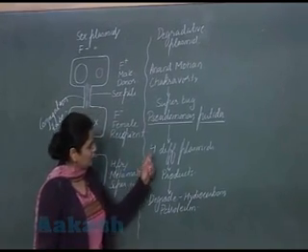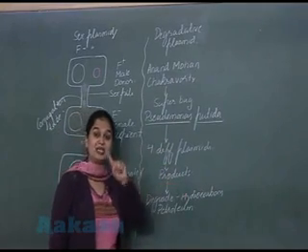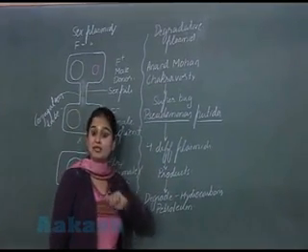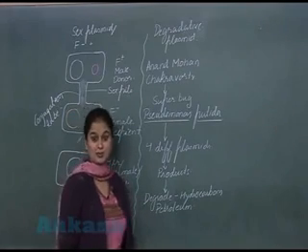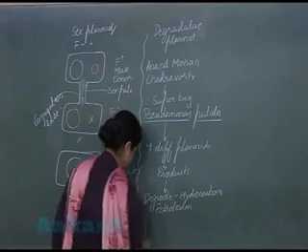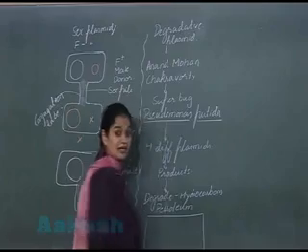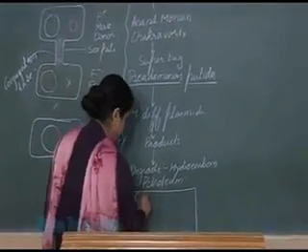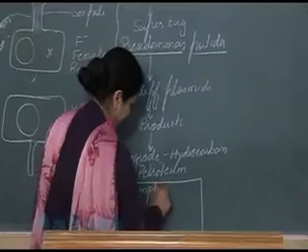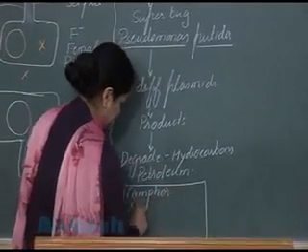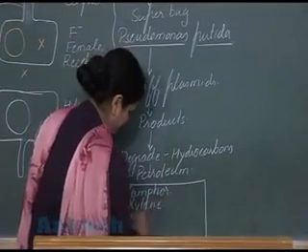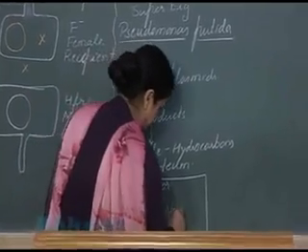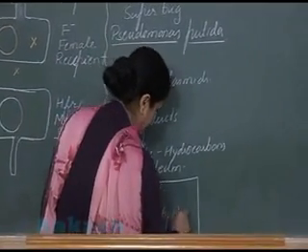Now, these 4 different plasmids have the ability to degrade 4 different types of hydrocarbons present in petroleum. That is camphor, xylene, octane and naphthalene.